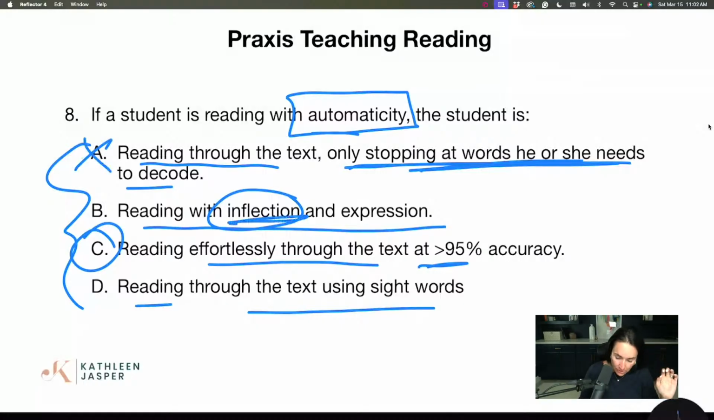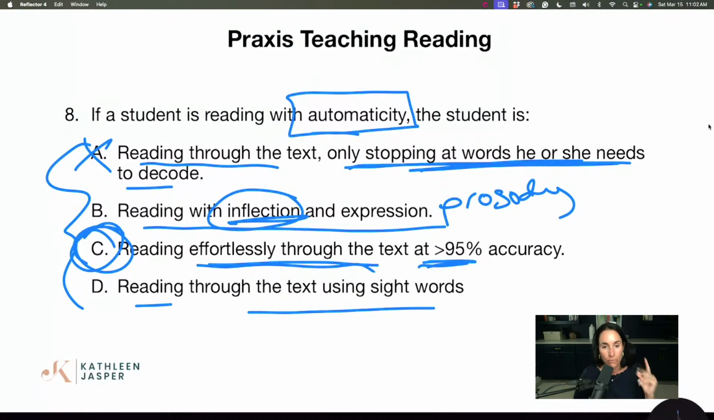B, reading with inflection. This is prosody. It is part of fluency, but it's a different skill. Effortlessly reading through the text at greater than 95% accuracy. That is automaticity. They're cooking. They're moving through. And reading through the text using sight words, that's kind of a lame nonsense answer. Sight words, you'll see it on the test. Sometimes it's the right strategy, but it's really about orthographic mapping and memorization. So this is not something that I would assign to that.